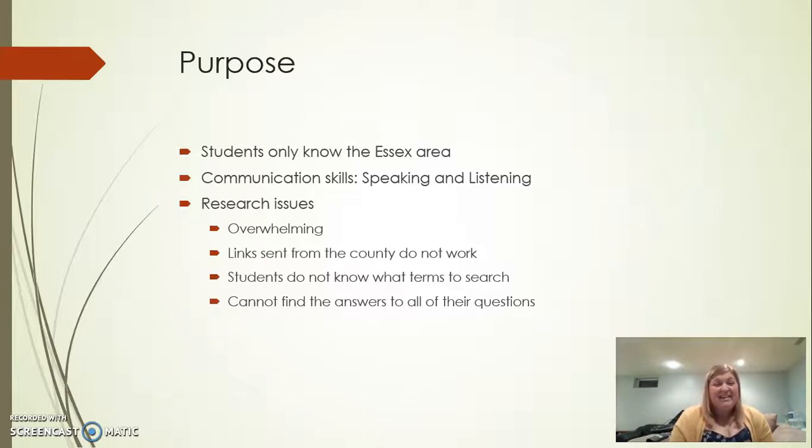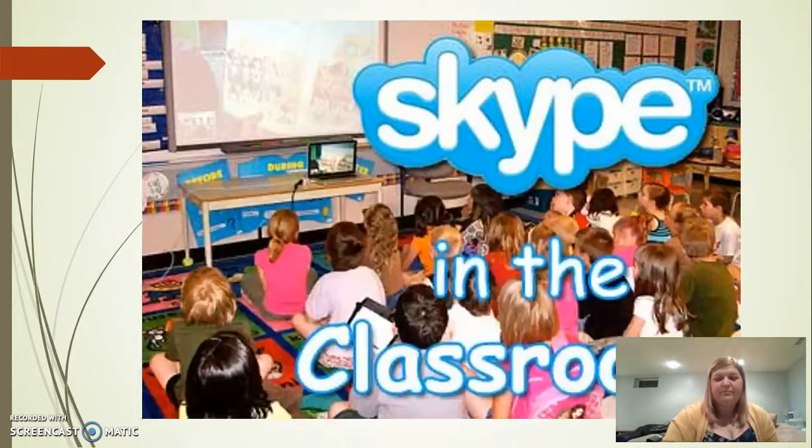Sometimes you can find it easier on actual Google, but our students aren't usually able to use Google. They can use the Kiddle, which is a kid-safe search Google version, but it doesn't have everything. So that's where Skype in the classroom comes in, and this is the technology I really would like to implement.